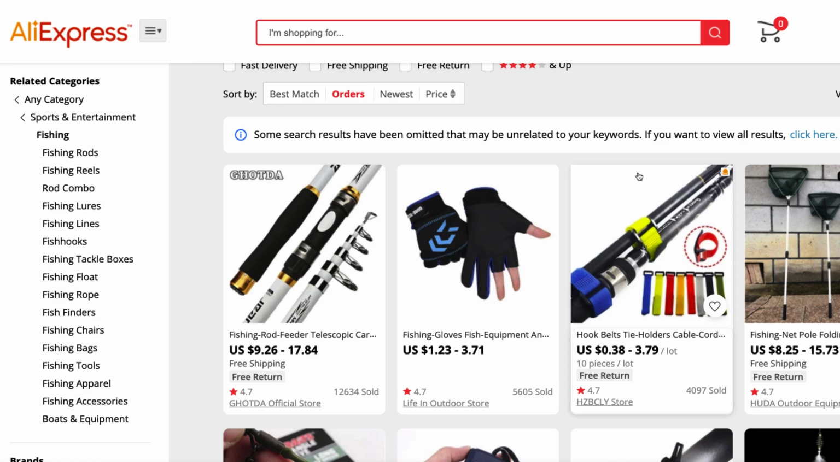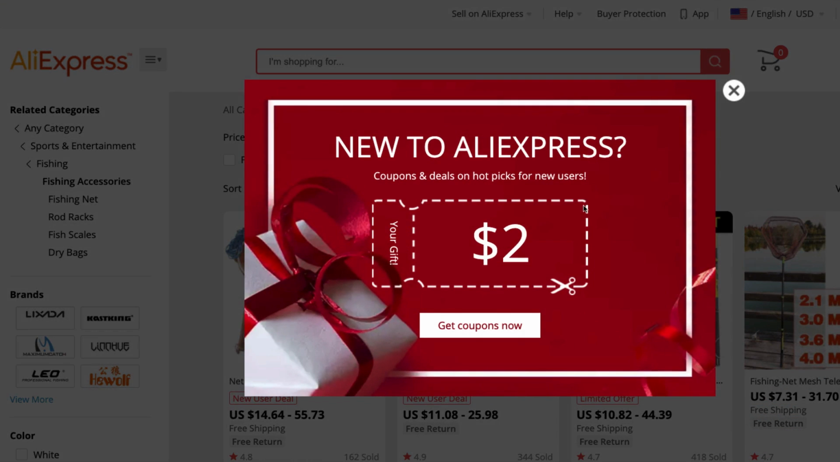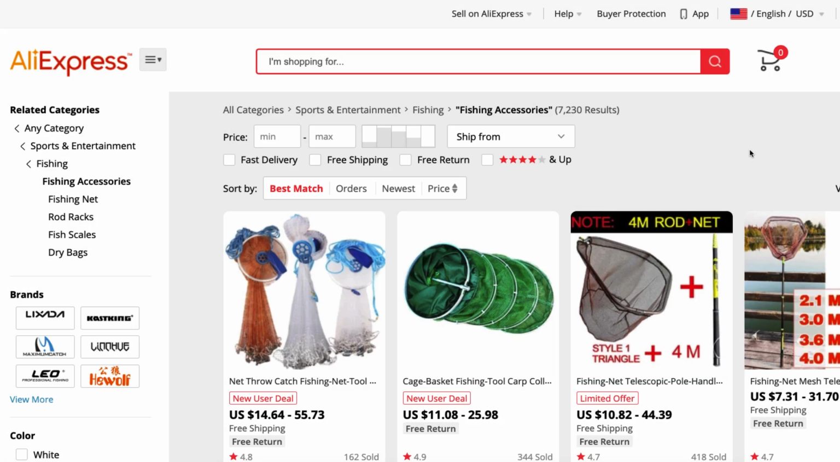Keyword, put in a keyword from your niche, or go into the category. So we were just in the broad category here, but now once you're in the broad category, look at all these other categories, subcategories you can go into. Fishing accessories. Anytime I go into a niche, I love finding accessories.